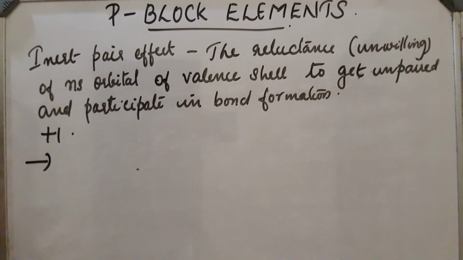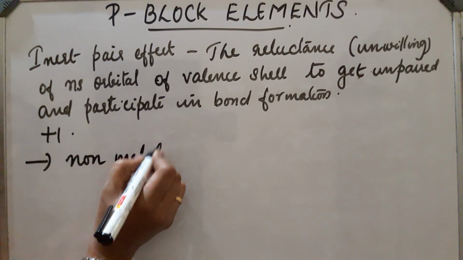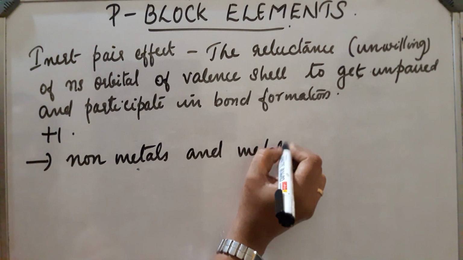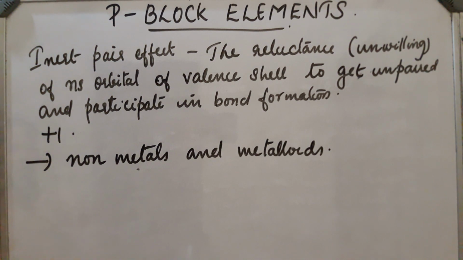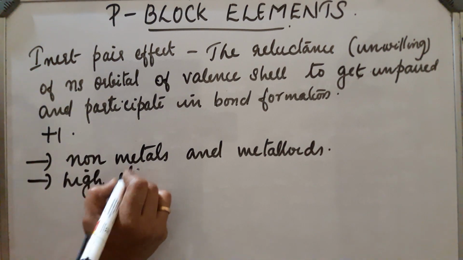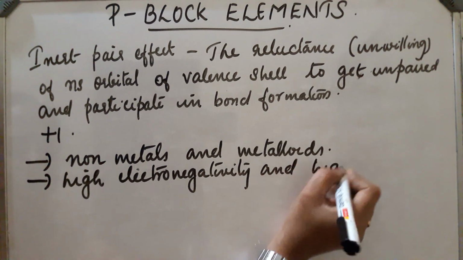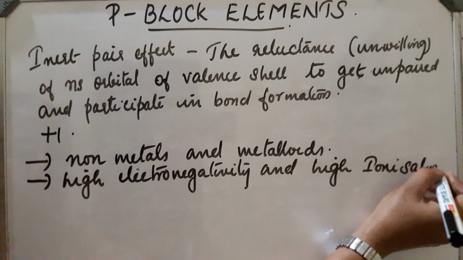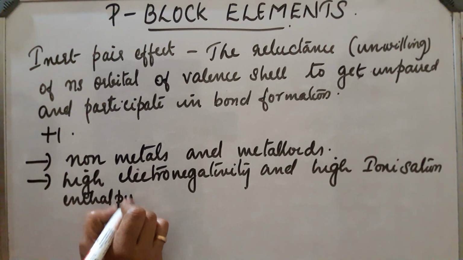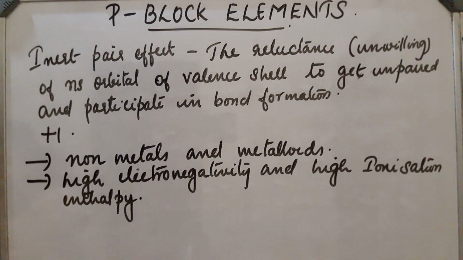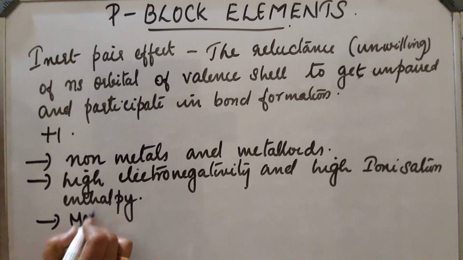Next, P block elements contain non-metals, metals and metalloids. These elements have high electronegativity and high ionization enthalpies. In the case of p block elements, normally metals form cations because they have low ionization energy. They can easily release electrons and form cations.